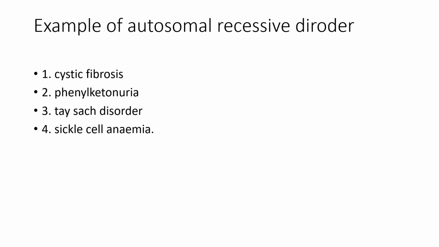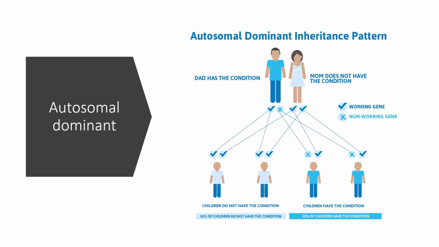Now the disorders which are transferred from father and mother to the offspring via this autosomal recessive pattern are cystic fibrosis, phenylketonuria, Tay-Sachs disorder, and sickle cell anemia. Okay, remember this.